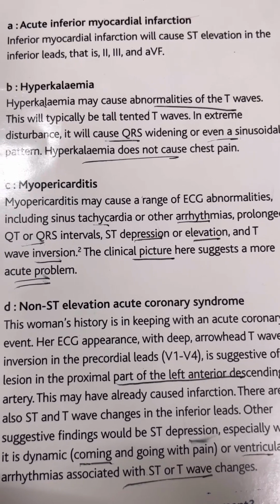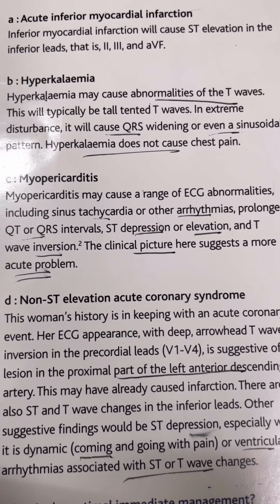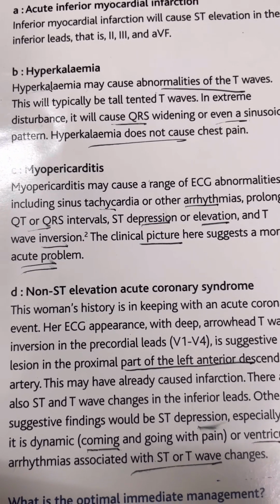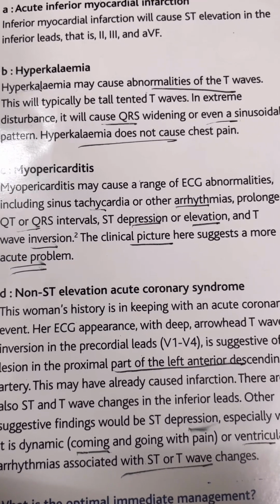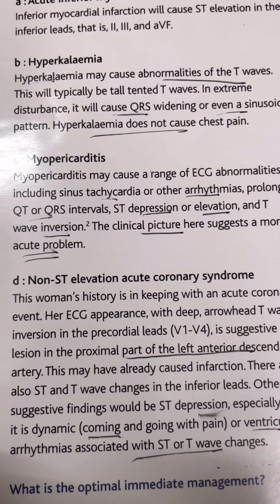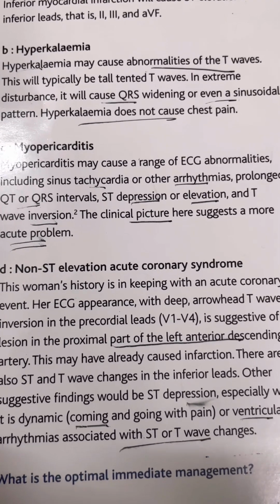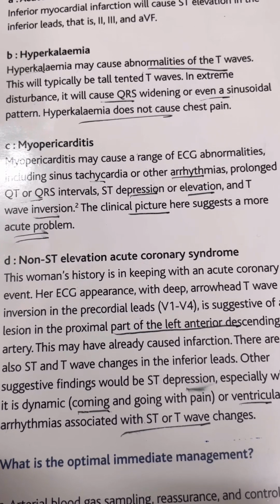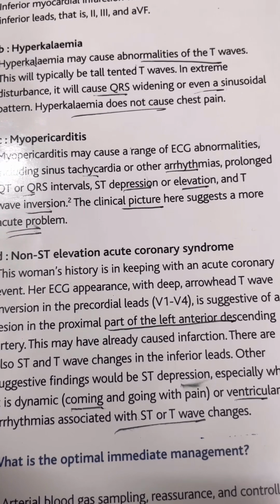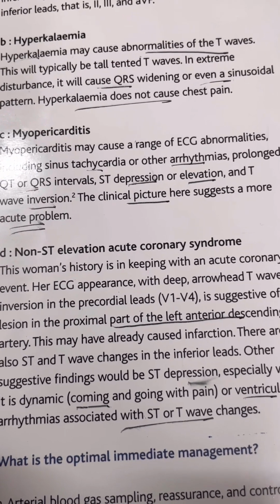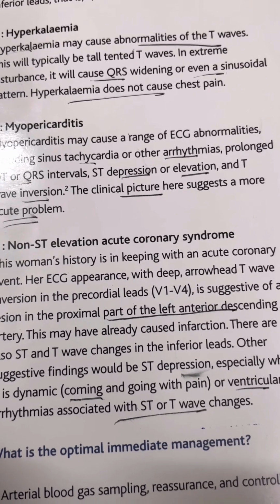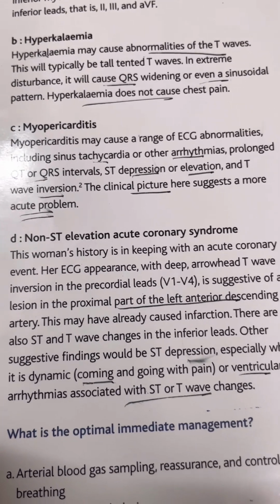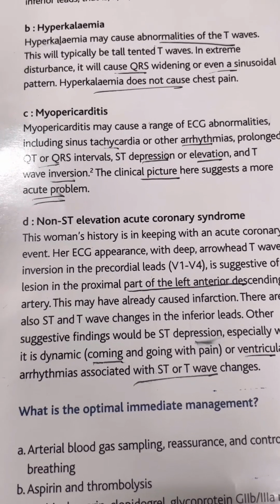A choice is acute inferior myocardial infarction. Inferior myocardial infarction will cause ST elevation in the inferior leads, that is 2, 3 and aVF, which are normal, and this elevation is not there. Second is hyperkalemia. Hyperkalemia may cause abnormalities of the T waves. This will typically be tall tented T waves. In extreme disturbance, it will cause QRS widening or even a sinusoidal pattern. Hyperkalemia does not cause chest pain. So hyperkalemia is not the right answer.